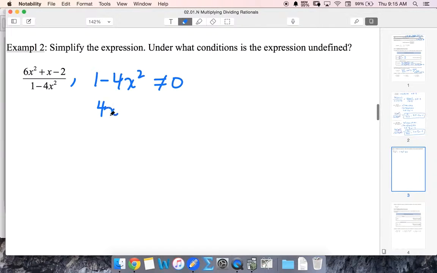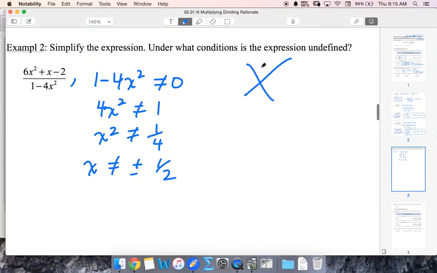So I'm going to solve this using the square root method. X squared cannot be 1/4. That means x cannot be plus or minus 1/2. So there's my conditions in which it's undefined. Now I'm going to simplify by factoring.